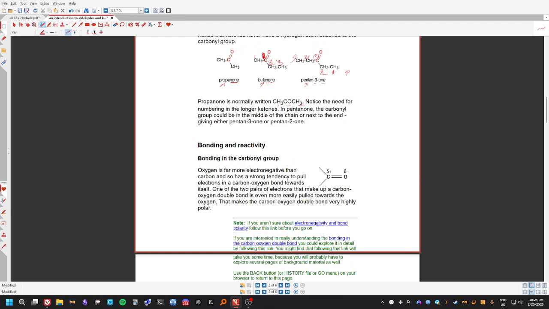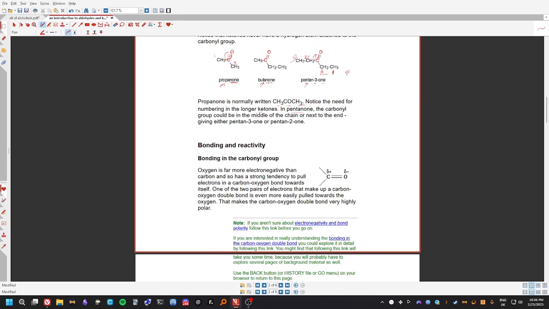Notice the need for numbering longer ketones in pentanone. Oh wait, what? It needs numbering only in longer ketones. Look over here, it's 1, 2, 3, and you didn't have to mention that it's in 2. But over there you need to mention it's 3. Notice the need for numbering in longer ketones.